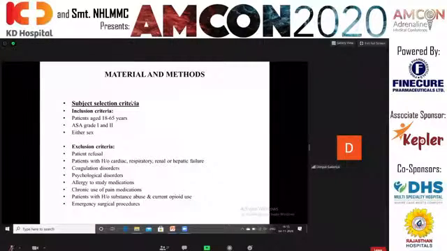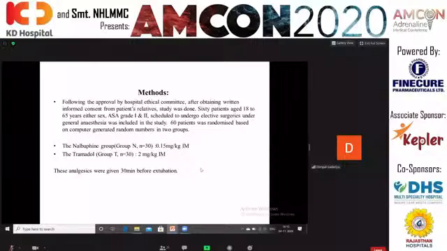Methods. After approval by the hospital ethical committee and obtaining written informed consent from the patient's relative, the study was done. 60 patients aged 18 to 65 years of either sex, ASA grade 1 and 2, scheduled to undergo elective surgeries under general anesthesia were included in the study. The 60 patients were randomized based on computer-generated random numbers into two groups. Nalbuphine group N, dose 0.15 mg per kg, and tramadol group T, 2 mg per kg intramuscular doses. These analgesics were given 30 minutes before the extubation.